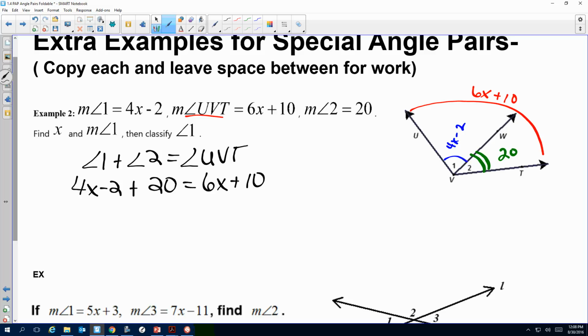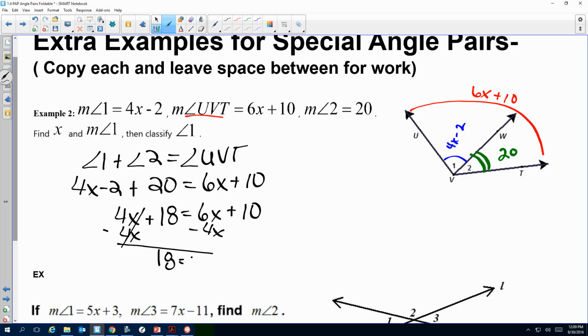Questions on that step, what I did there? All right, now we're just solving for x. I can simplify here. So we got 4x plus 18 equals 6x plus 10. Now we're solving for x. So see if you can solve for x. Subtract the 4x. 18 equals 2x plus 10. X is what? Yeah, x is 4. We good? Okay. So we got x is 4.